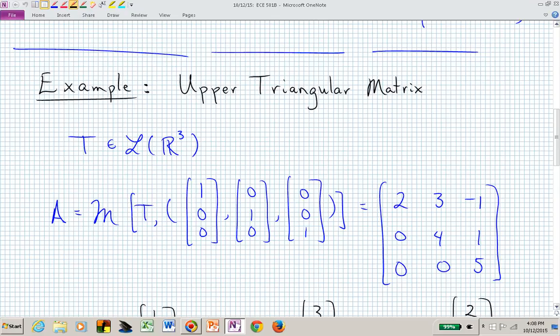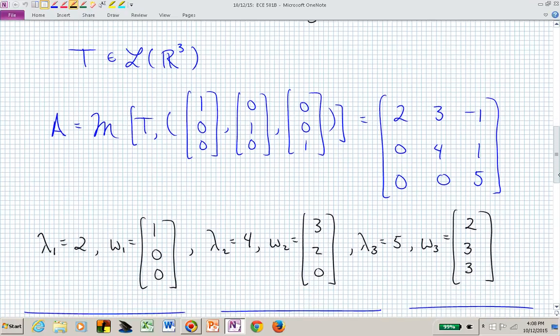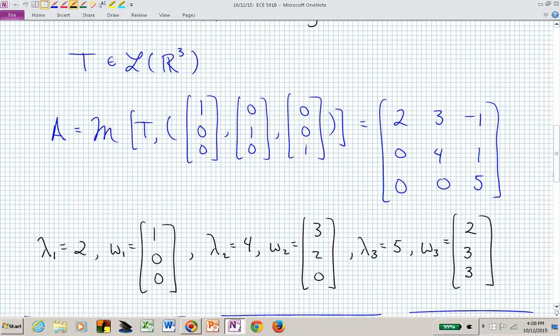And based on what we already have learned, what are the eigenvalues of that matrix? 2, 4, 5. We can't count very well, can we? But it's 2, 4, 5. They're right on the diagonal. And I'm just going to give you then the eigenvectors, and you should be able to verify this on your own. You should be able to find those.